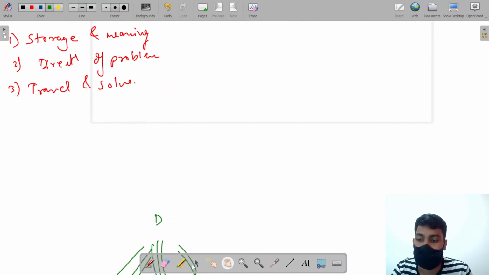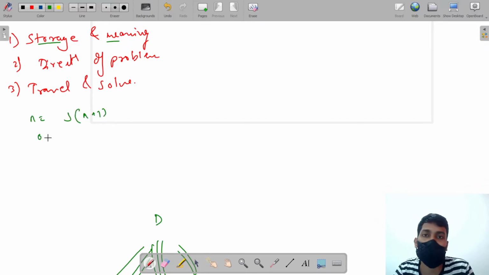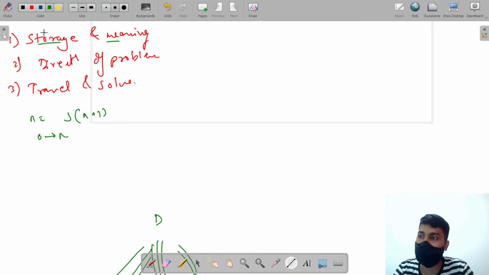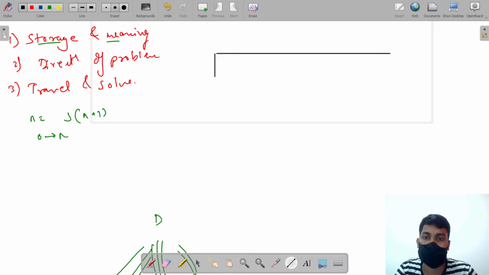So now here, what will be the storage that we will be declaring? That is storage and meaning. What will be the size of the storage? For n, I say the size of storage is n plus 1, because I am starting my indexing from 0 and I have to reach till n, right? So we'll first make our storage, that is this. One, 2.